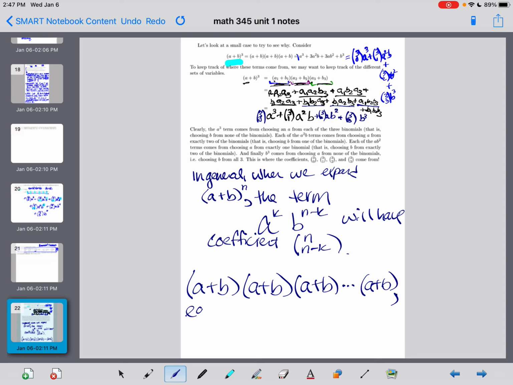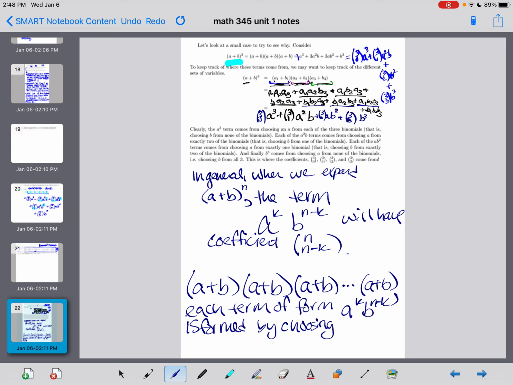Each term of the form a to the k, b to the n minus k is formed by choosing n minus k sets of parentheses to pick a b term from, and then making sure that you chose a's from all of the other sets of parentheses. The number of ways that you can choose n minus k b's from within the choice of n b's would be n choose n minus k.